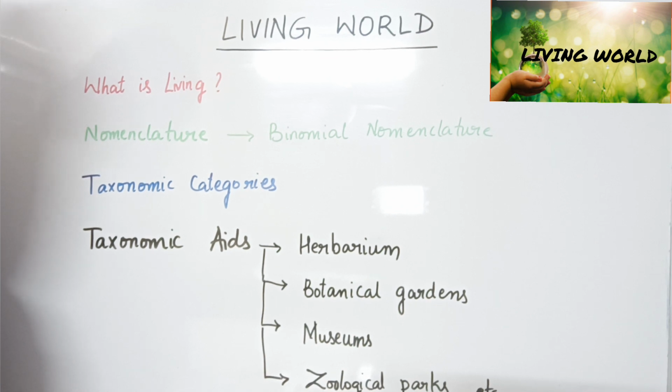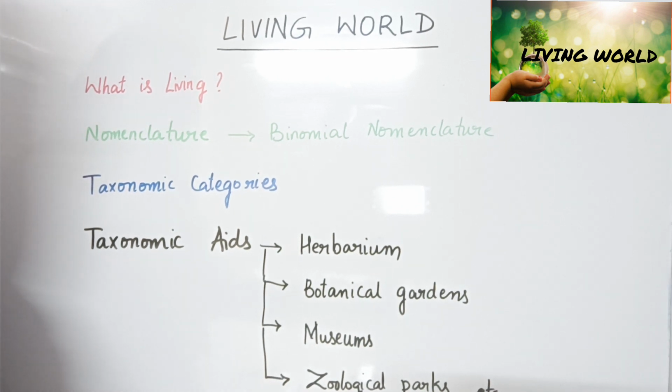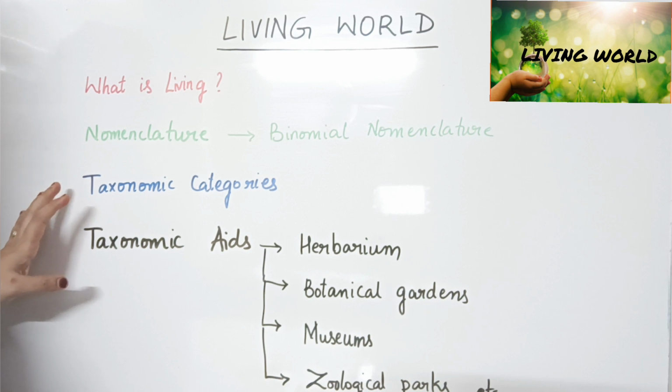Today we are going to learn about the living world. In today's class, we'll learn what living organisms are, what the definition of living is, and the characters exhibited by living organisms. Then we'll go for the nomenclature, how nomenclature is given to all the living organisms, and what the different types of taxonomic categories are.